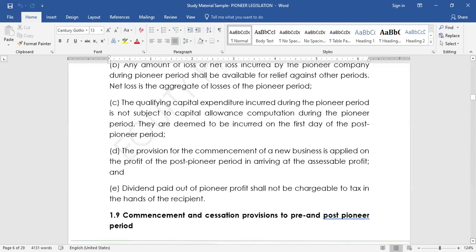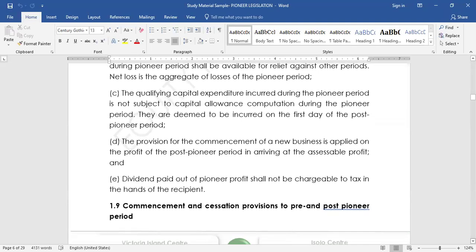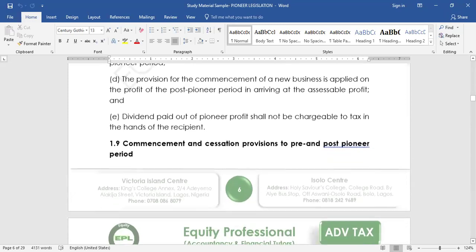Another incentive: dividend paid out from pioneer profit shall not be subjected to tax in the hand of recipients. When a pioneer company pays a dividend to their shareholder during the pioneer period, and that dividend is from pioneer profits, such dividend will not be subjected to withholding tax in the hand of the recipients. So these are the incentives available to a pioneer company.